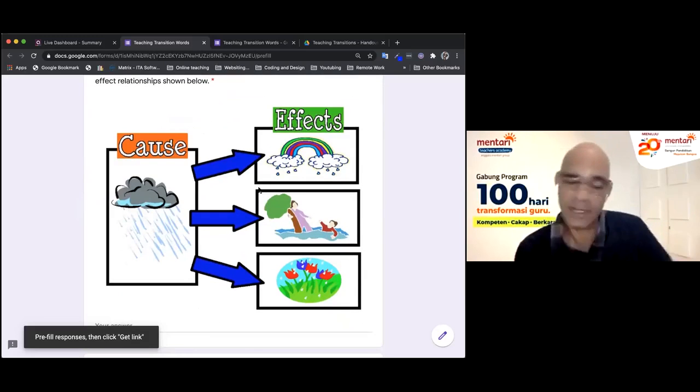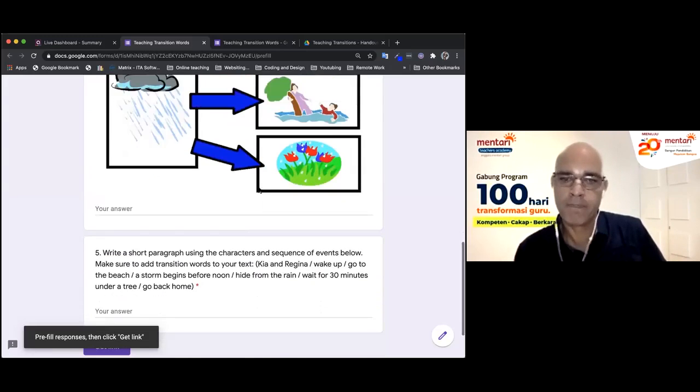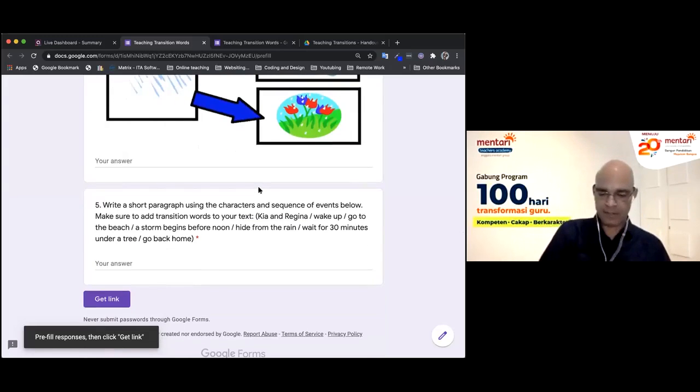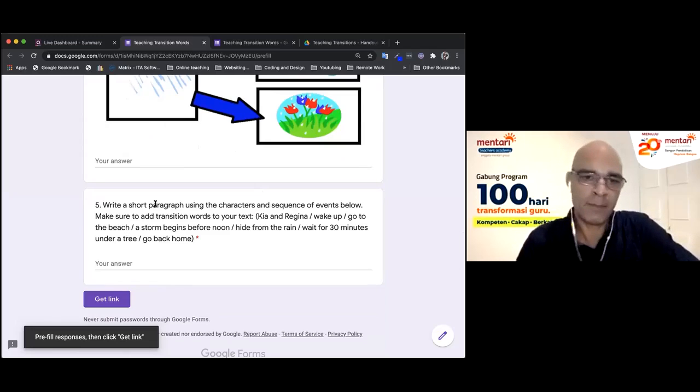And again, there is a link to this practice if you want to develop other practices focused on it. And I remember in the beginning, I think it was Taufik who said that sometimes my students don't have ideas to write. If your students are running out of ideas to write sentences, you can do what I did here in number 5. You can say, for example, write a short paragraph using the characters and sequence of events below. Make sure to add transition words in your text.